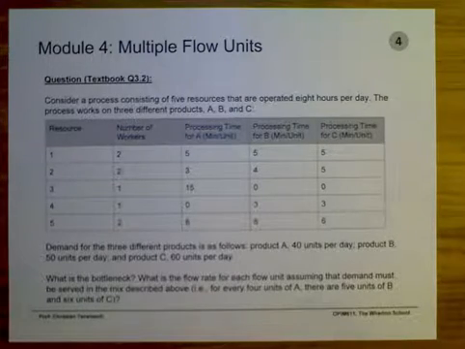And we are told that demand for the 3 different products is as follows. Product A is demanded 40 units per day, product B 50 units, and product C 60 units. So we're asked to figure out what the bottleneck is, and then also figure out what the flow rate for each flow unit is, assuming that demand must be served in a mix of 40 units A to 50 units B to 60 units C.